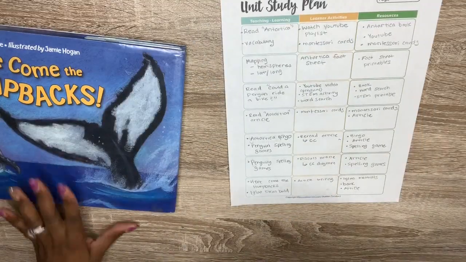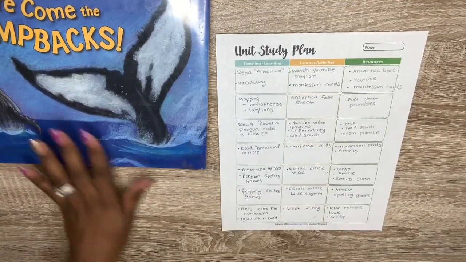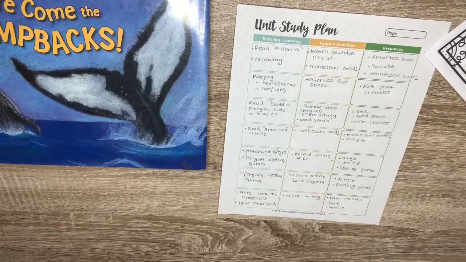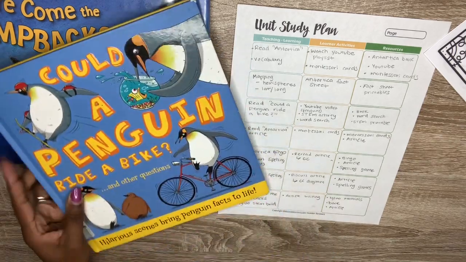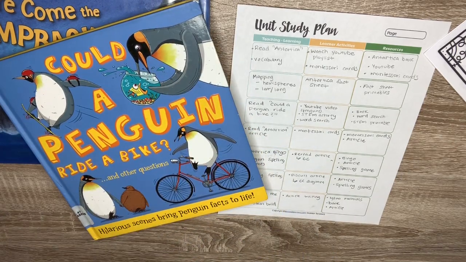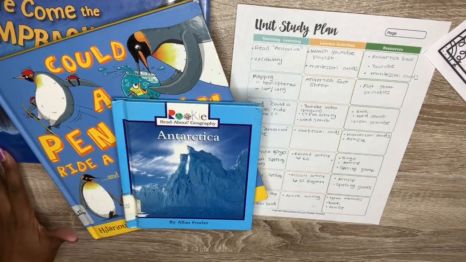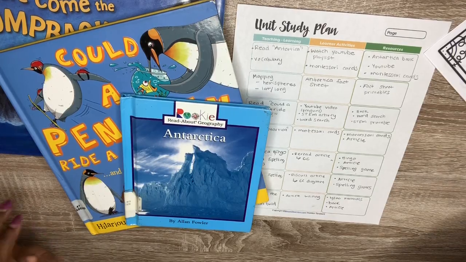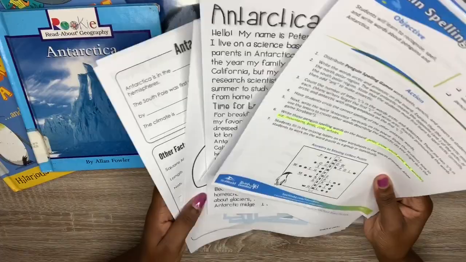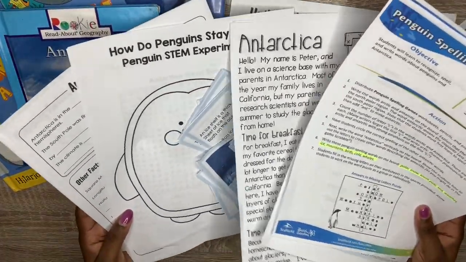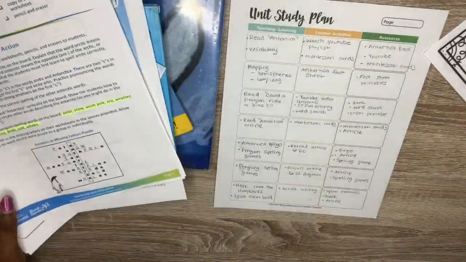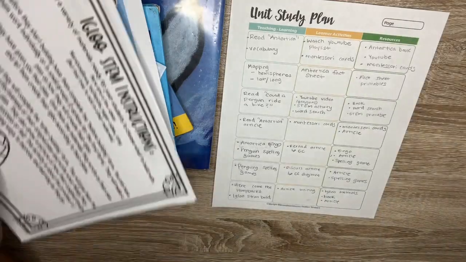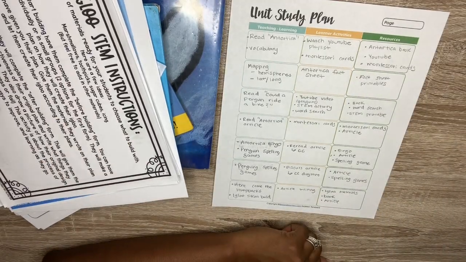All right, so there you have it. My unit study is all planned out. Here are the books that we are using: Here Come the Humpbacks, Could a Penguin Ride a Bike, and Antarctica. And if there are any books that I find on Libby, I'll go ahead and grab those and use those also. And then we got a ton of free resources. I'll link everything down at the bottom if you want to plan out a unit study on Antarctica.